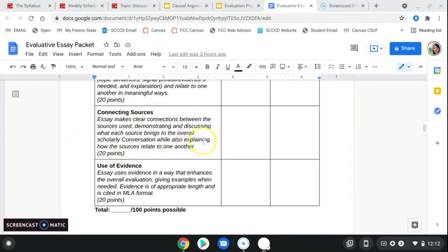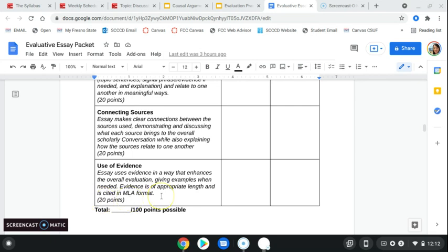So don't forget to make those connections between the sources because each one does come at this in a different way or talk about different types of popular culture or different effects that they see that popular culture having on us. But you should be able to draw some meaningful connections there between the sources. So 20 points there. And then your use of evidence is worth another 20 points.